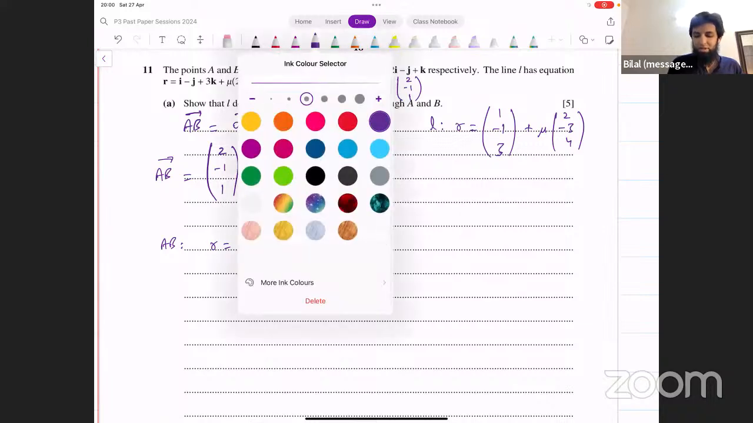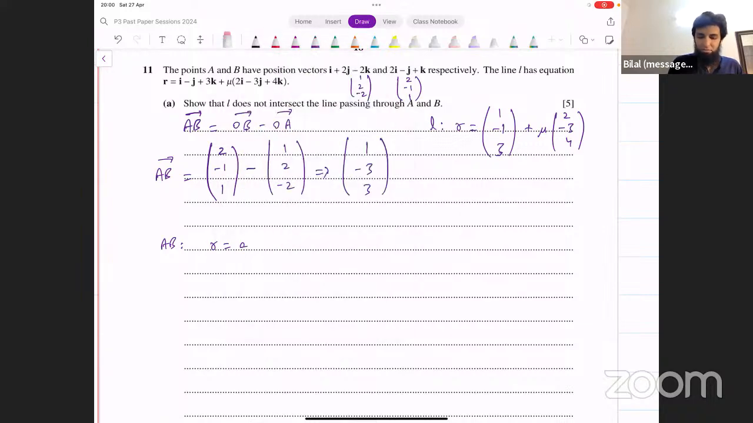Let's use the first one. That's 1, 2, and minus 2. So that is 1, 2, and minus 2 plus lambda into direction. This is the direction vector of the line AB. That's 1 minus 3 and 3.